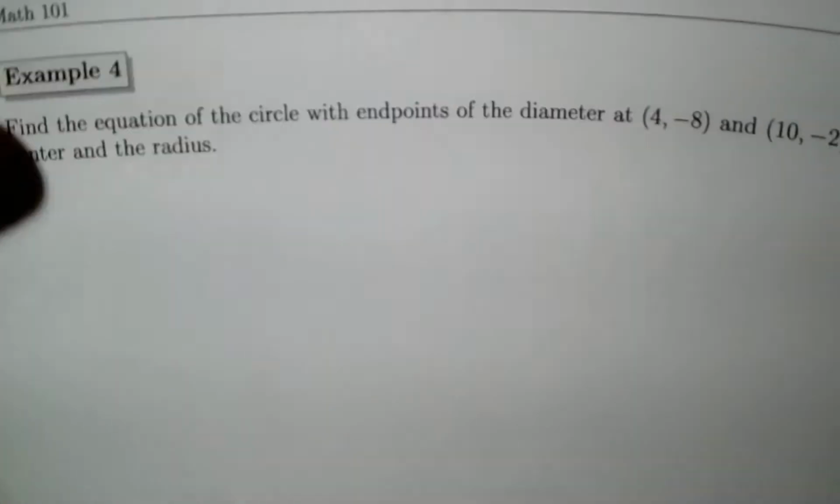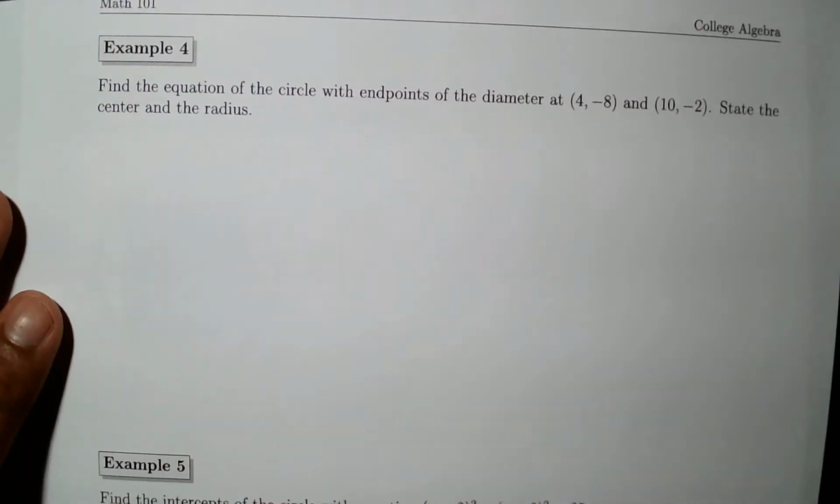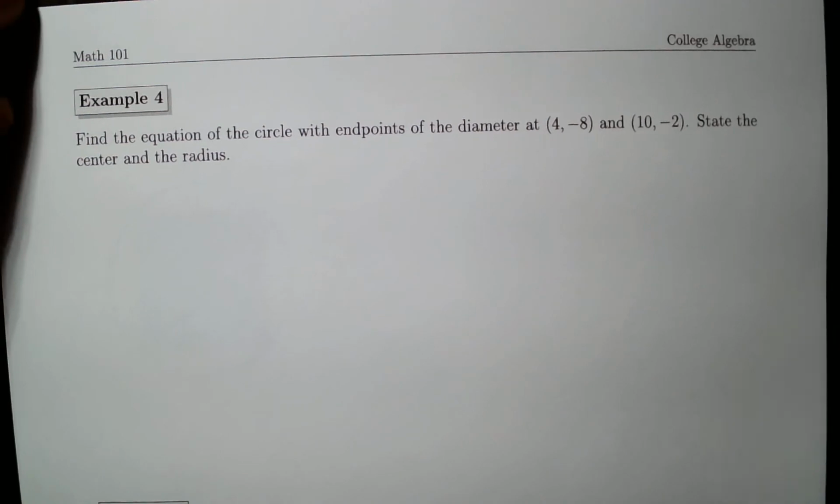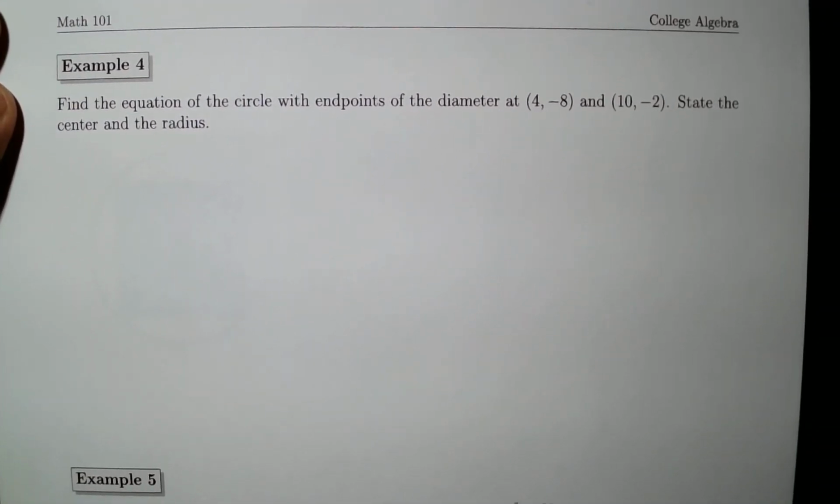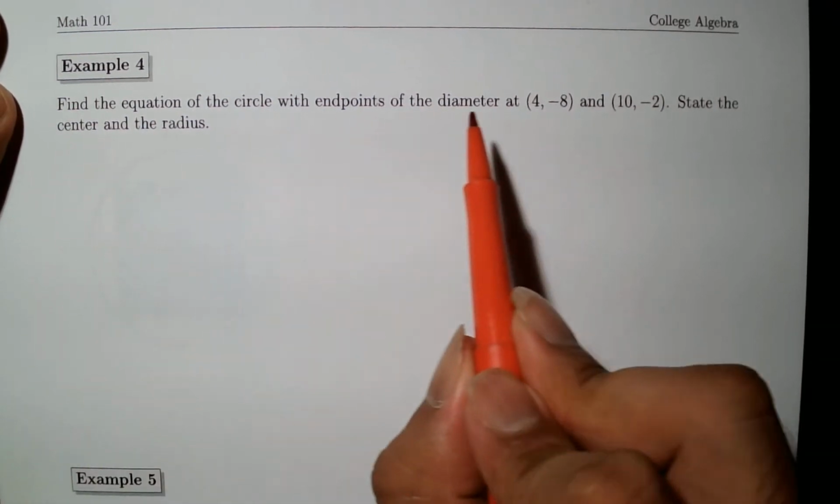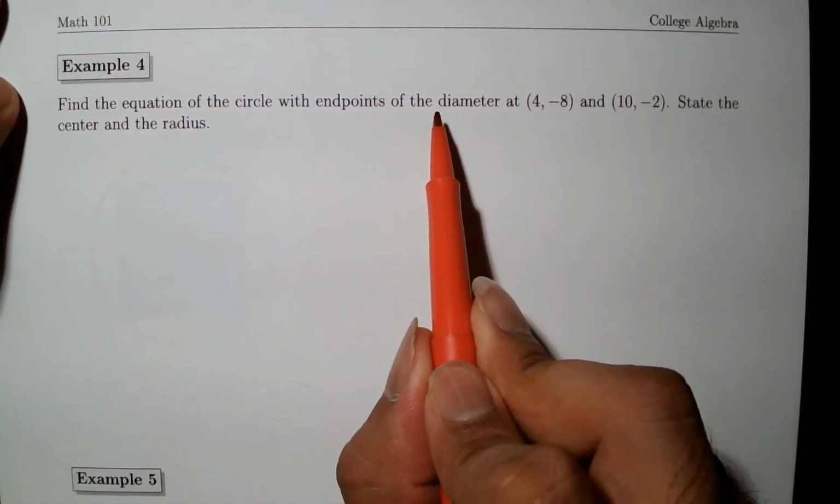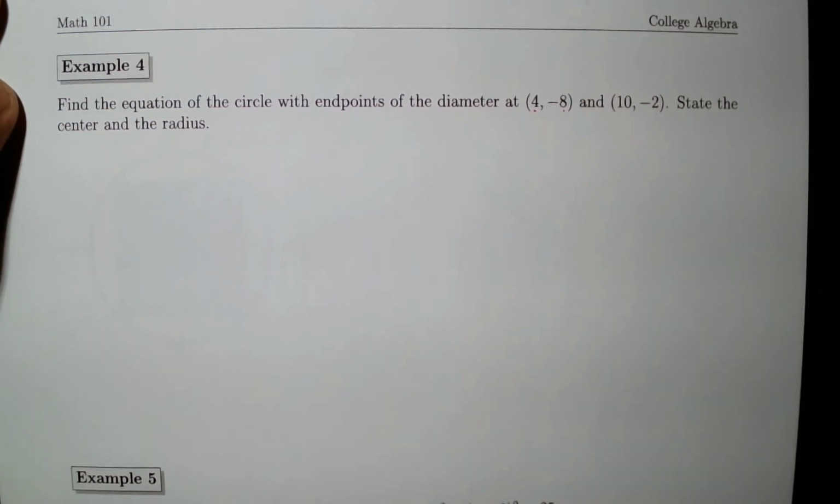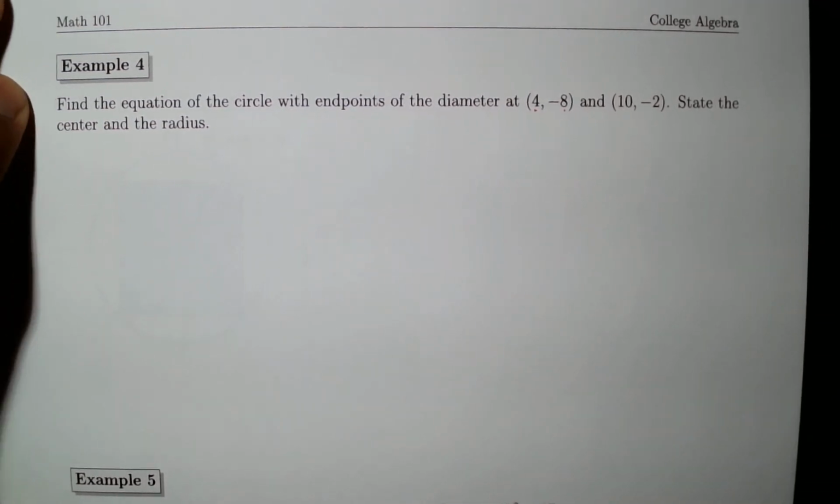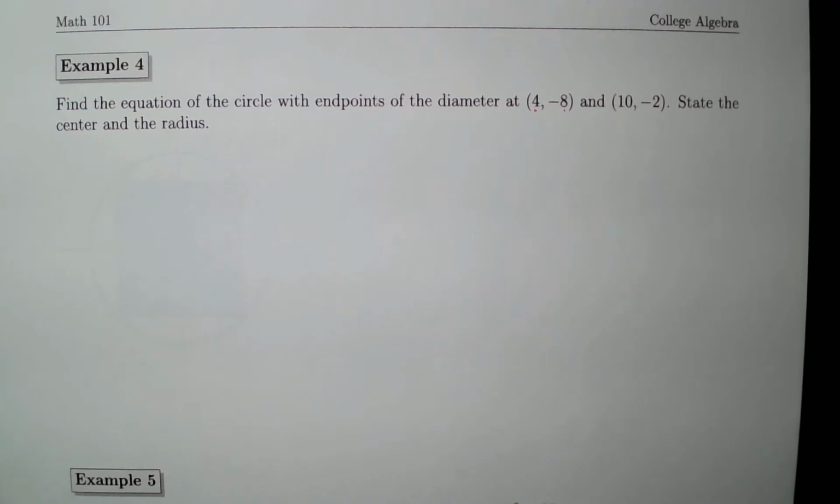The next 3 exercises are classical problems involving circles. So in this case, they're asking us to find the equation of a circle whose endpoints of the diameter are these two given points. Okay, that's all the information they're giving us. Now, let's see.